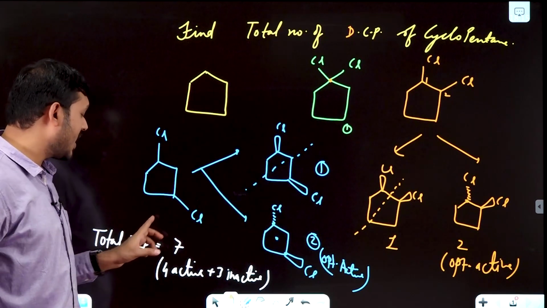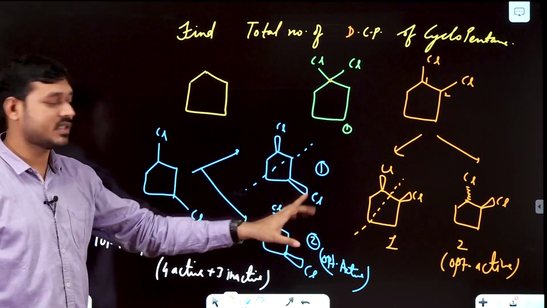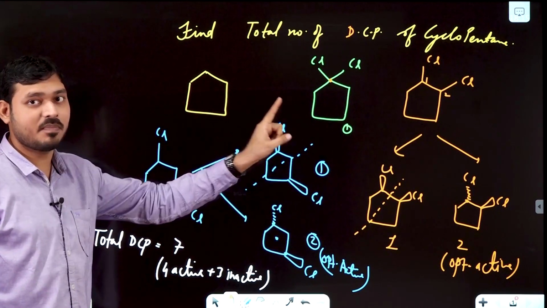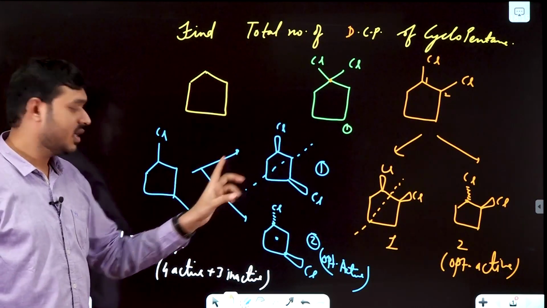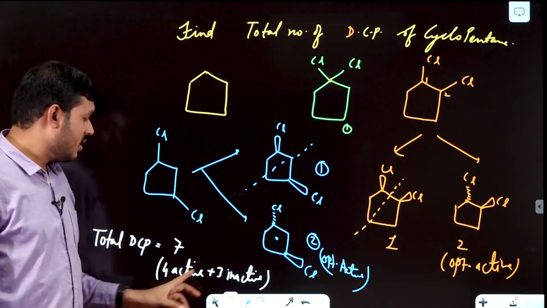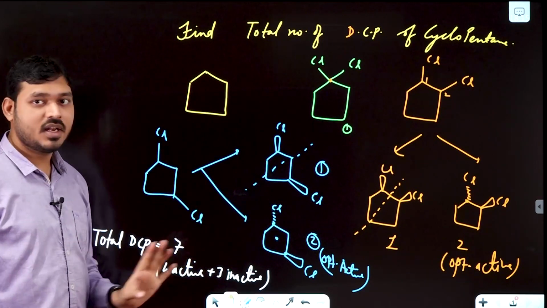Here I am saying total dichloro products including all isomers, then 7. Total dichloro products of cyclopentane including stereo, then 7, including GI and optical. But 4 active and 3 inactive.